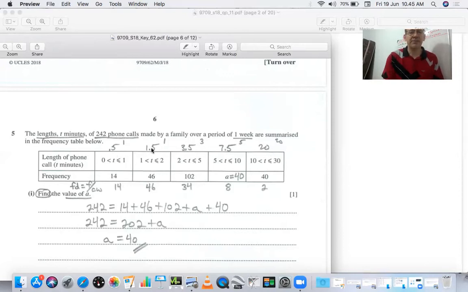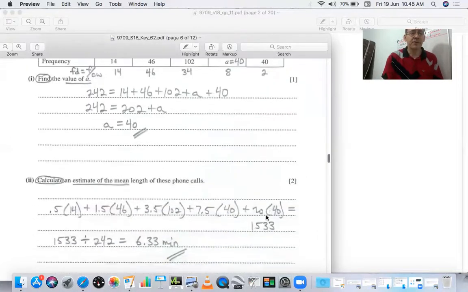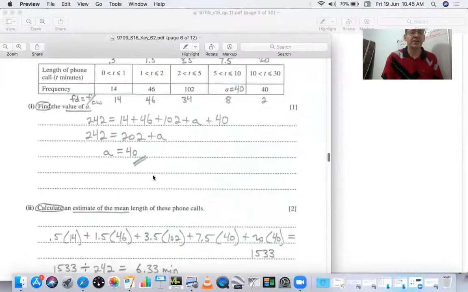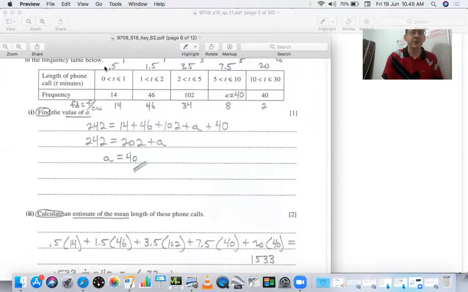So 0.5, 1.5, 3.5, 7.5, and 20 are the mid-class values. And here are the frequencies down here in our frequency row. So we take the 14 times the 0.5 plus the 46 times the 1.5 plus the 102 times the 3.5 plus the 40 times the 7.5 plus the 40 times the 20.